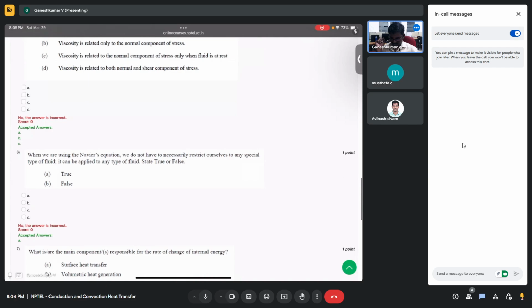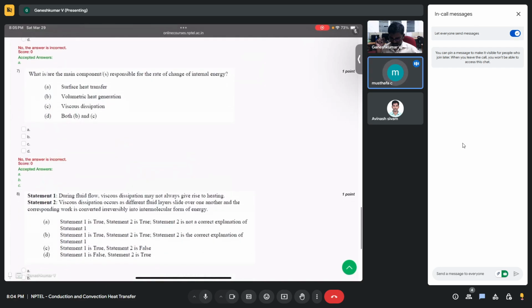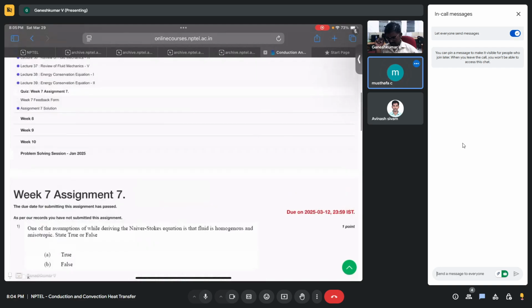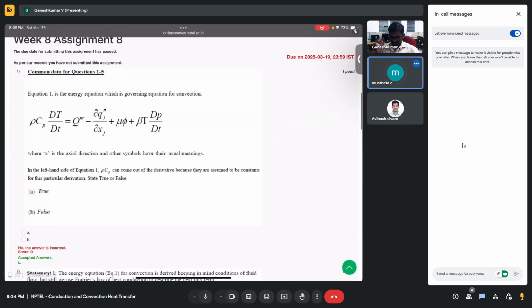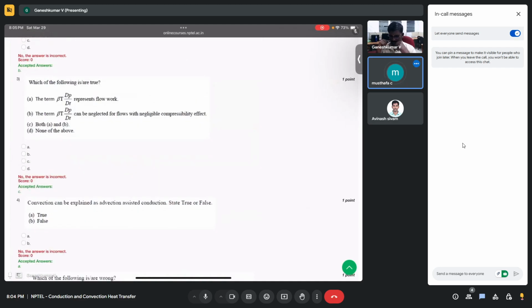Let's see, eight. Okay, B30. Based on what I clarified from the online section, I asked with you whether this dp by dt represents flow work. From the online section, I clarified and answered, but based on your comments I answered and the answer is wrong. The answer is both A and B.